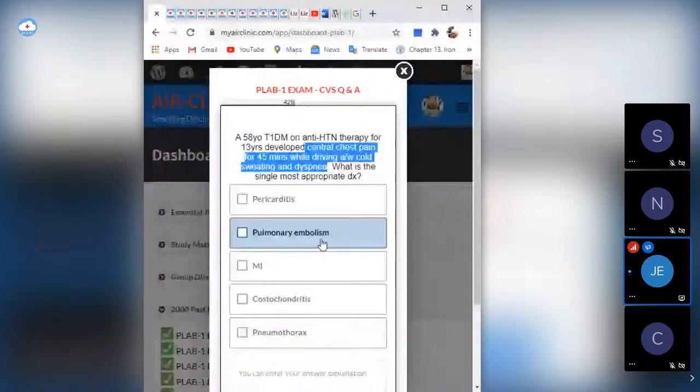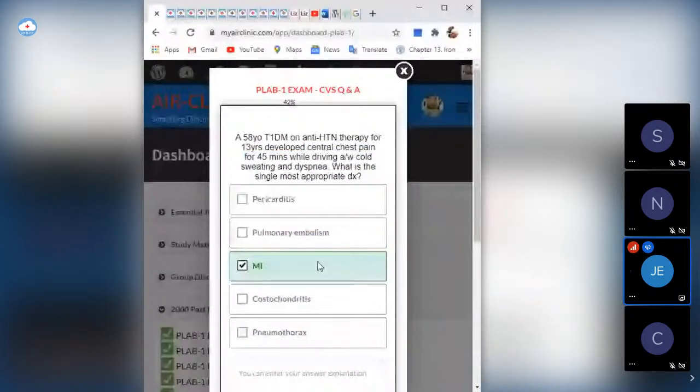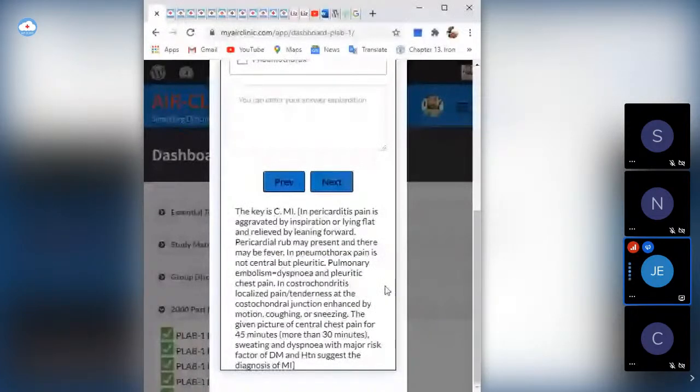Tonoya said myocardial infarction. Yeah, correct. Driving is a sort of stressful activity. Yes, it's a stressful activity. So it's myocardial infarction. In pericarditis, pain is aggravated by inspiration or lying flat and relieved by leaning forward. I remember we've talked about this before. Pericardial rub may be present and there may be fever. In pneumothorax, pain is not central but pleuritic. Yes, celebrate too. You got this one.